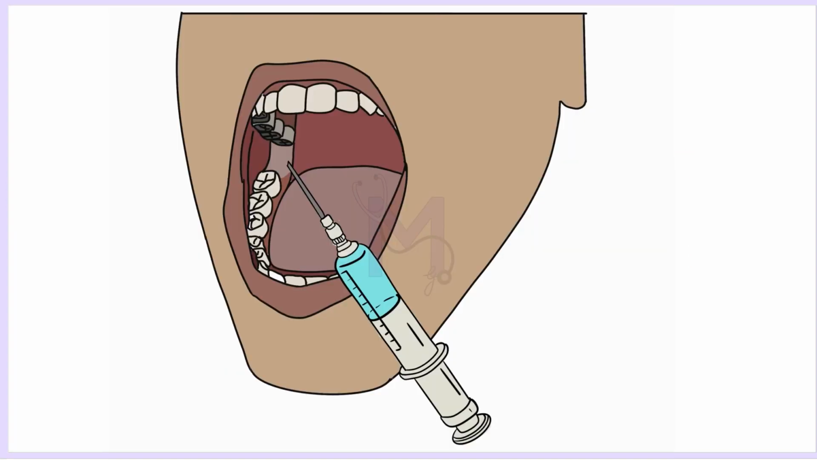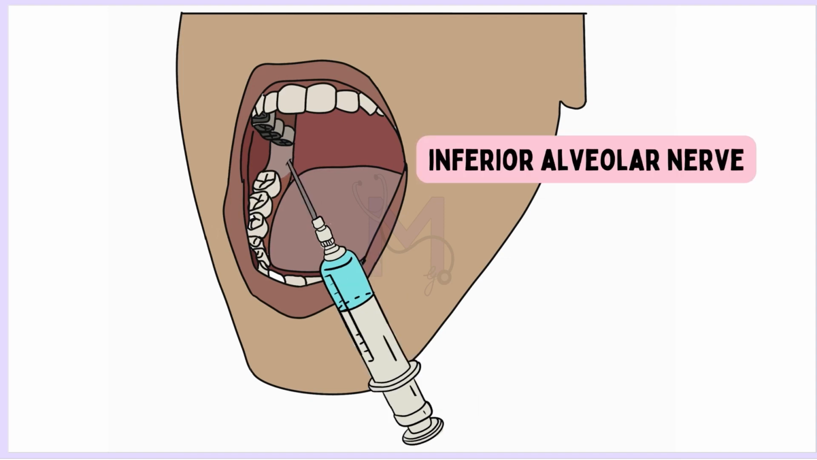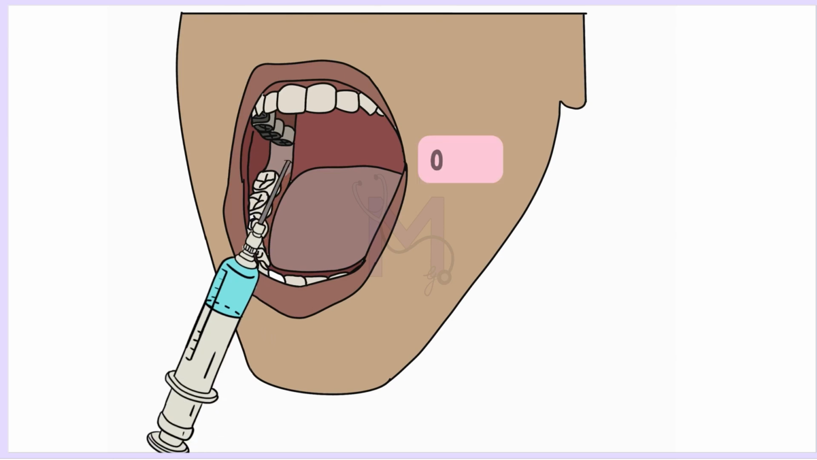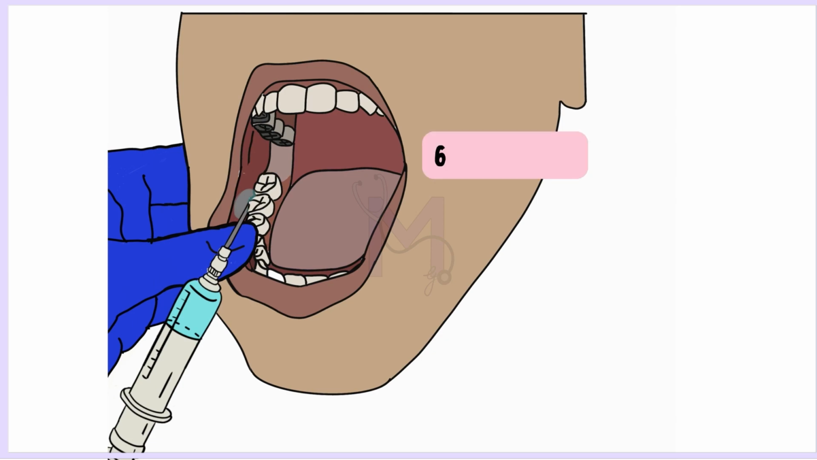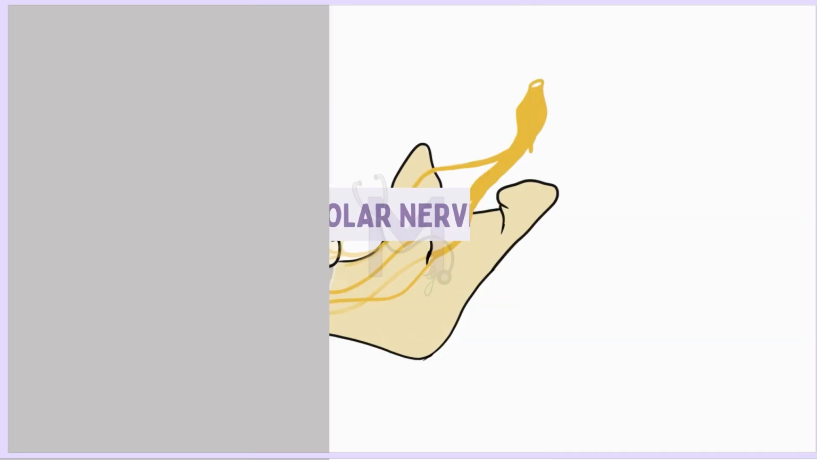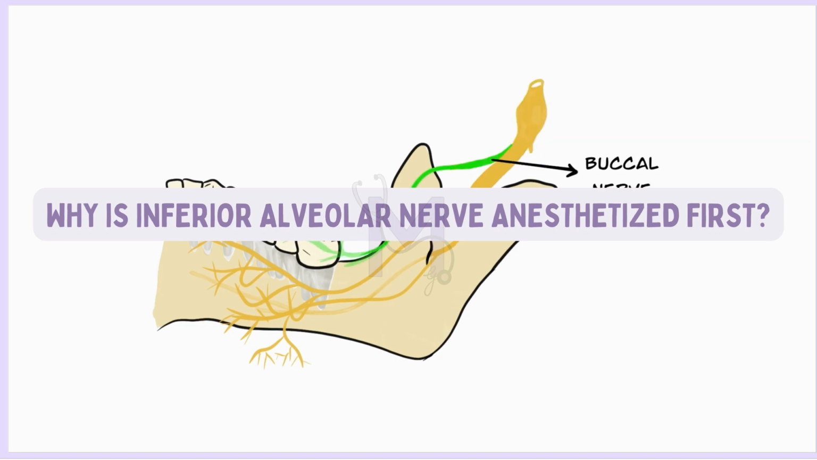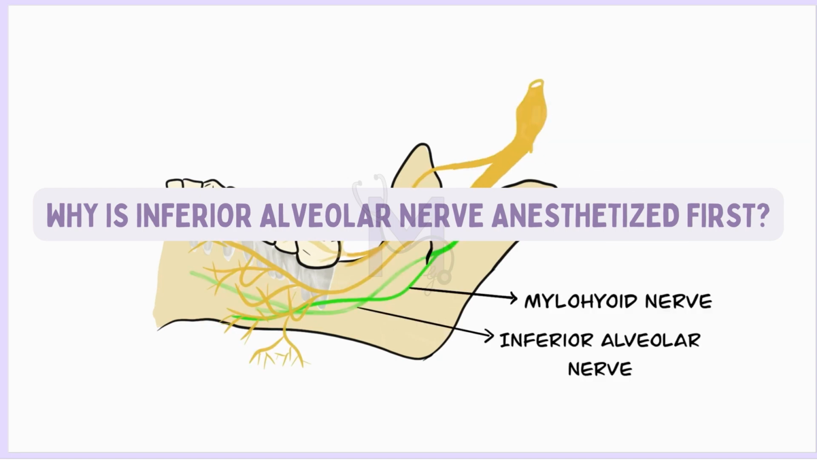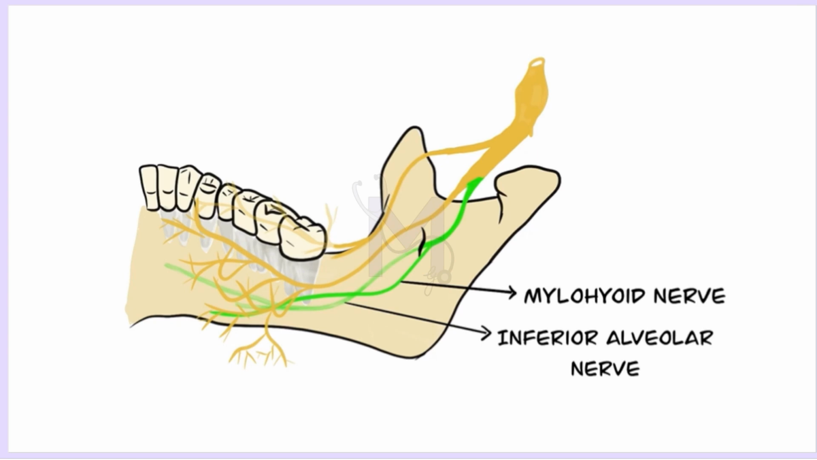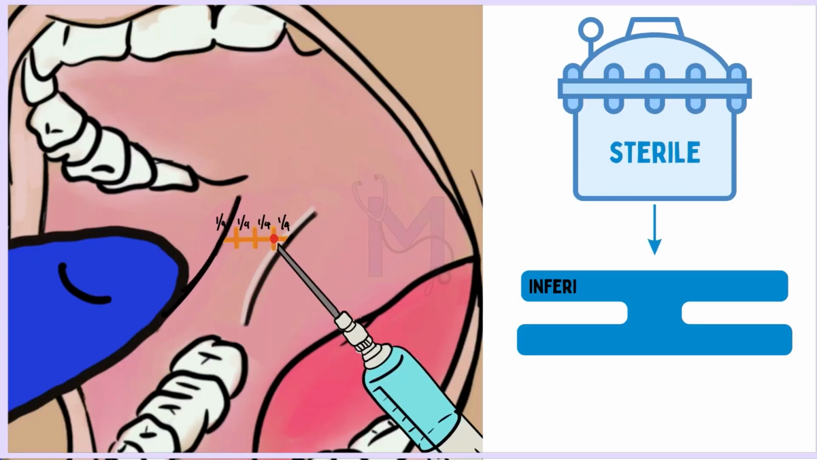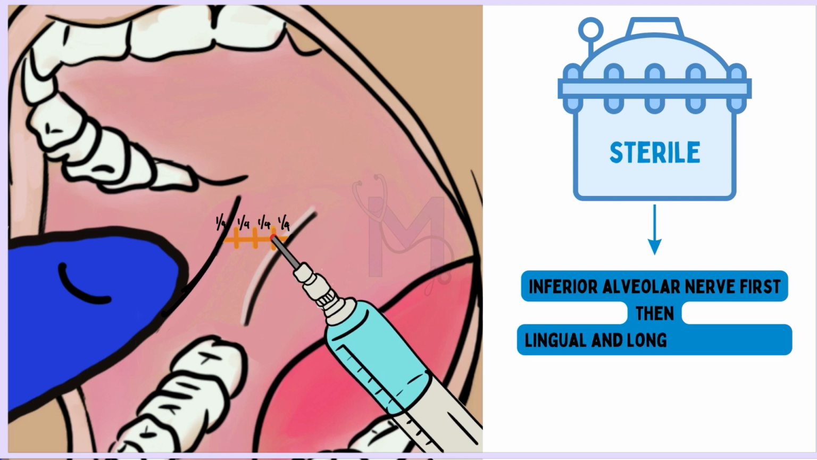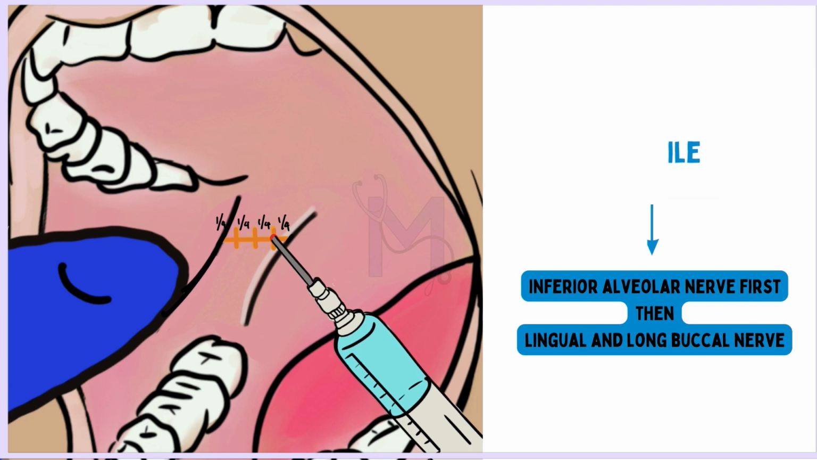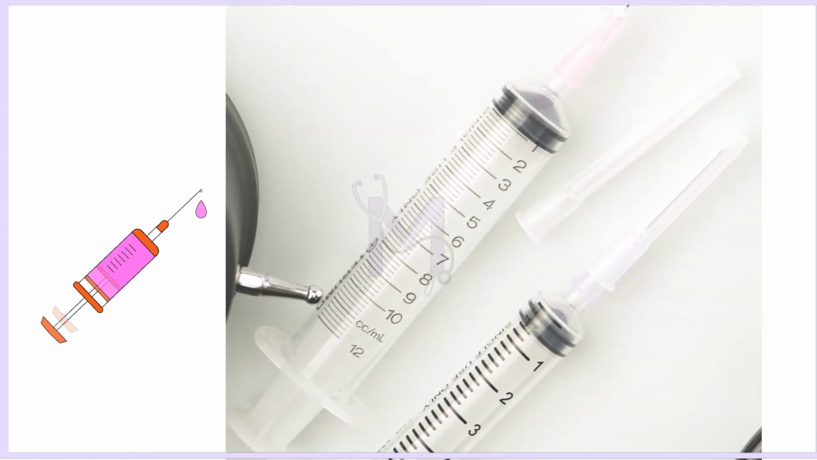On achieving negative aspiration, 1 ml of solution is slowly deposited first in the inferior alveolar nerve, followed by 0.7 ml in the lingual nerve and 0.3 ml in the long buccal nerve over a minimum of 60 seconds. Have you ever wondered why the inferior alveolar nerve is anesthetized first? Well, it is because the inferior alveolar nerve is a deep-seated one and therefore a sterile needle must be first pierced into this, followed by a more superficially placed lingual nerve and buccal nerve. The syringe is then slowly withdrawn and the needle is recapped.